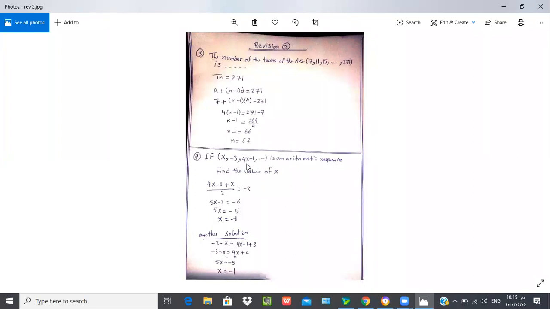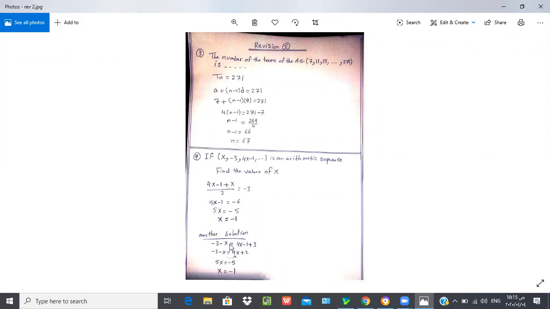So you can write 4x minus 1 plus x, this plus this, over 2 equals negative 3. So if you make a cross multiplication here, it will be 5x, 4x and 1x. It will be 5x minus 1 equals negative 6. So 5x equals negative 5, so x equals negative 1. This is the first answer.